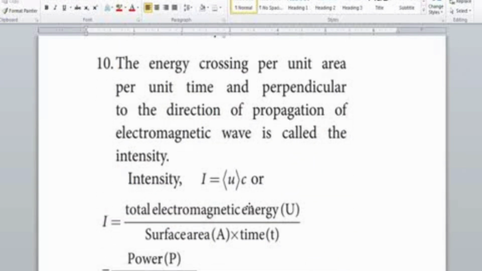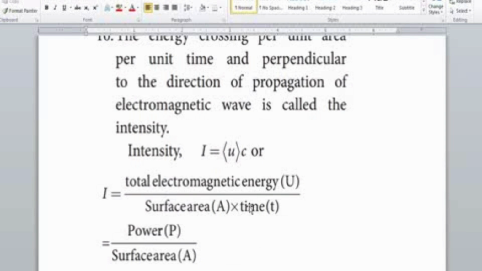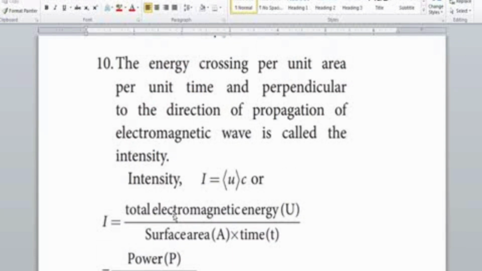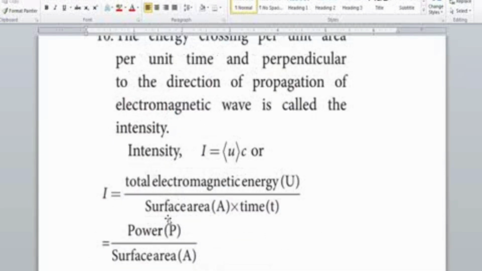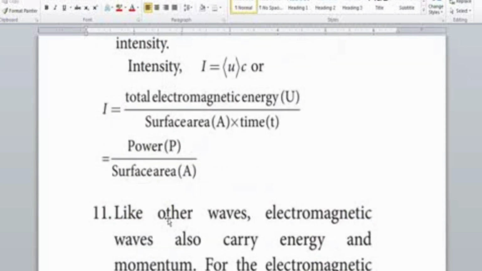So next thing is, the energy crossing per unit area per unit time and perpendicular to the axis of propagation of electromagnetic wave is called intensity. So intensity equal to the electromagnetic energy divided by surface area. So intensity, that is the energy crossing per unit area, that perpendicular area. So power divided by surface area is the formula for finding the intensity I.